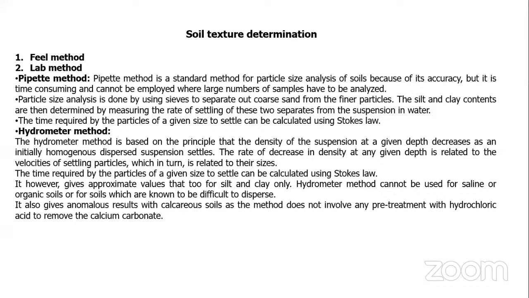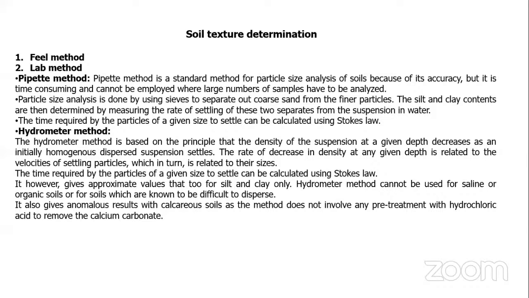And for the hydrometer method, what is done? The soil is dispersed in water and sodium hexametaphosphate solution, and the density of that dispersion medium is taken at specified times, that is 40 seconds and 2 hours. On that basis, we can determine the density of the soil solution. And based on that, using a formula, we can determine the soil texture.